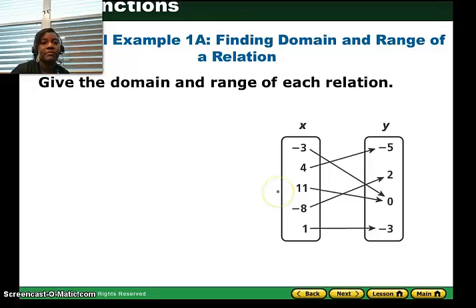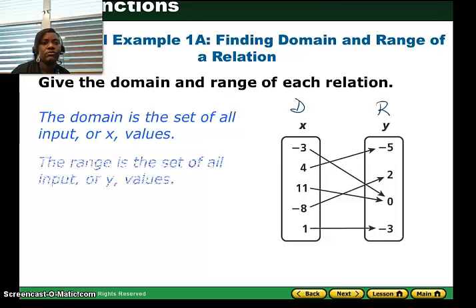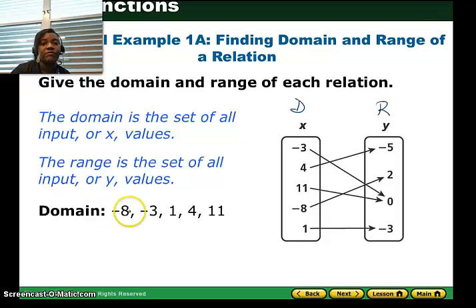Here we have an example. We need to give the domain and range of each relation. Remember DR: domain and range. The x's will be the domain and the range will be the y values. Basically all we do is list them. Here we have -8 for the domain, -3, 1, 4, and 11.